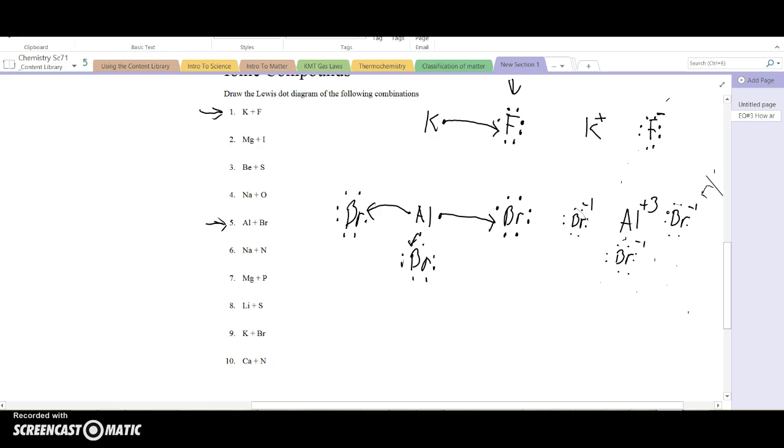So again, it's a 2-step model. The first part of the model shows the arrows, which indicates that the electrons are leaving the cation, the positively charged ion. They're leaving that and going to the anion. And then the second step of that model shows the end result. After those electrons have moved, now I have an ion. Aluminum with a positive 3 charge, and 3 different bromine atoms, each with a negative 1 charge.